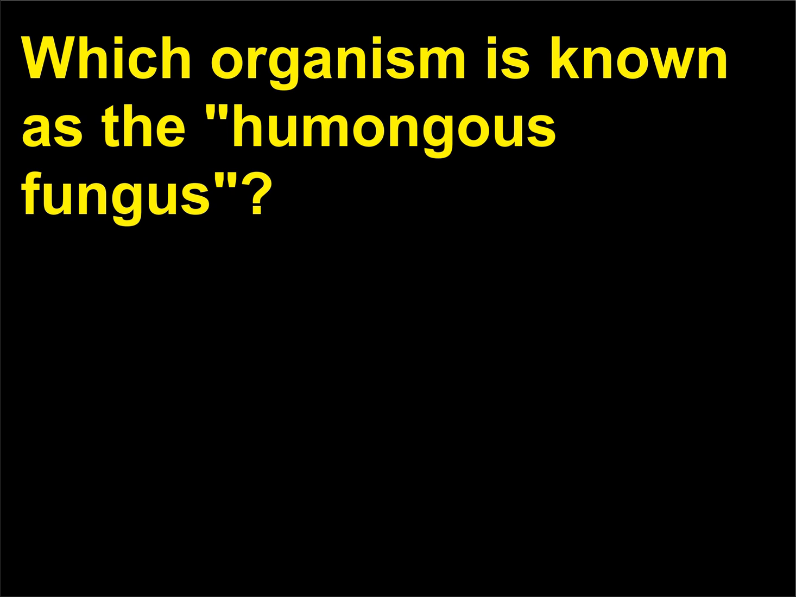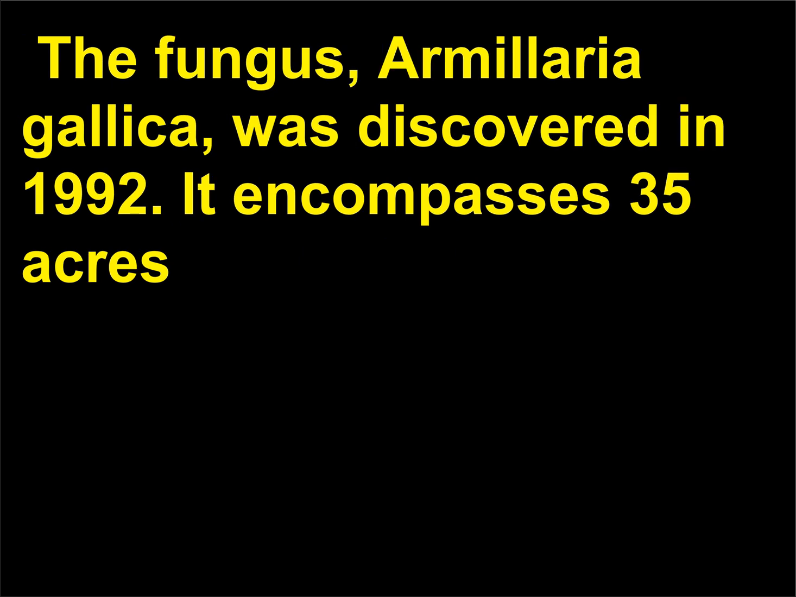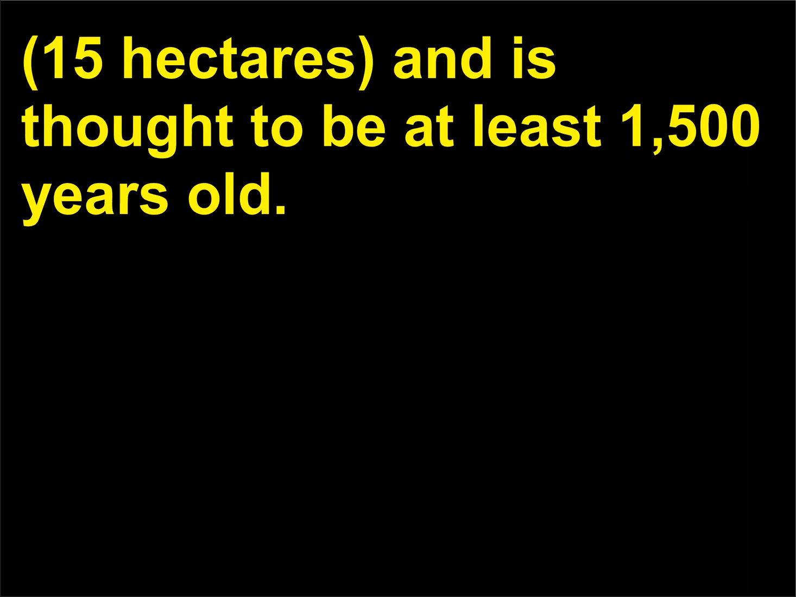Which organism is known as the humongous fungus? The humongous fungus is an enormous, underground fungus that grows in northern Michigan. The fungus, Armillaria gallica, was discovered in 1992. It encompasses 35 acres, 15 hectares, and is thought to be at least 1,500 years old.